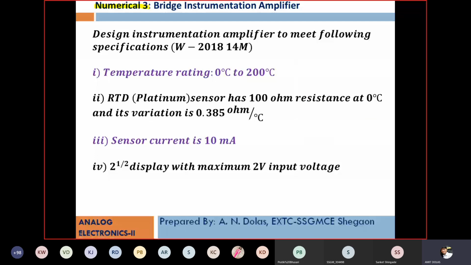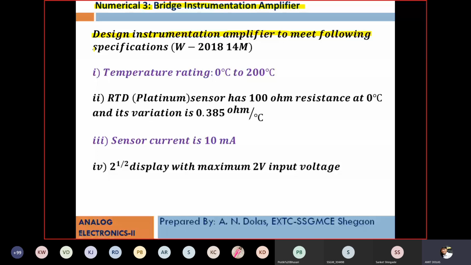Numerical 3 on bridge instrumentation amplifier. Design an instrumentation amplifier to meet the following specification. It was asked in winter 2018. A similar kind of question was asked in winter 2018 for 14 marks. The other question was also almost similar.